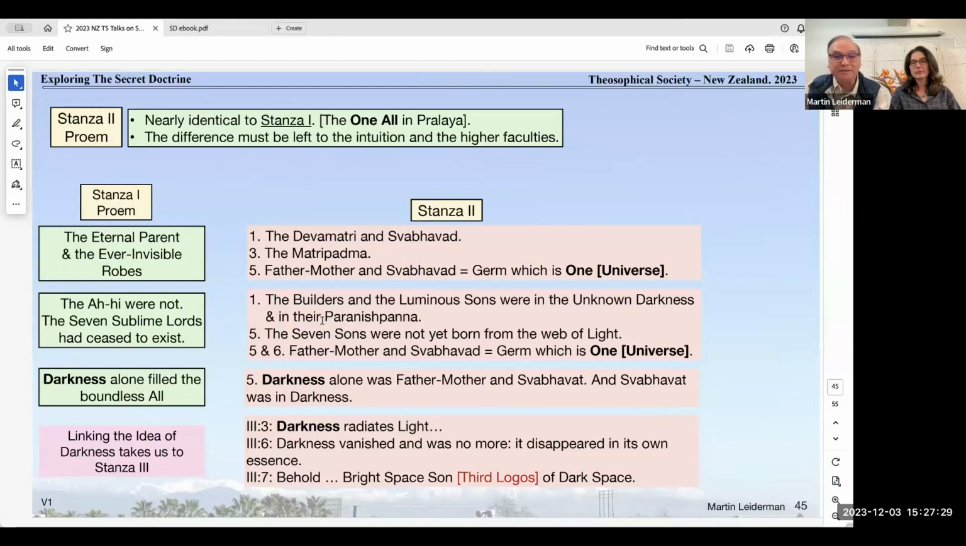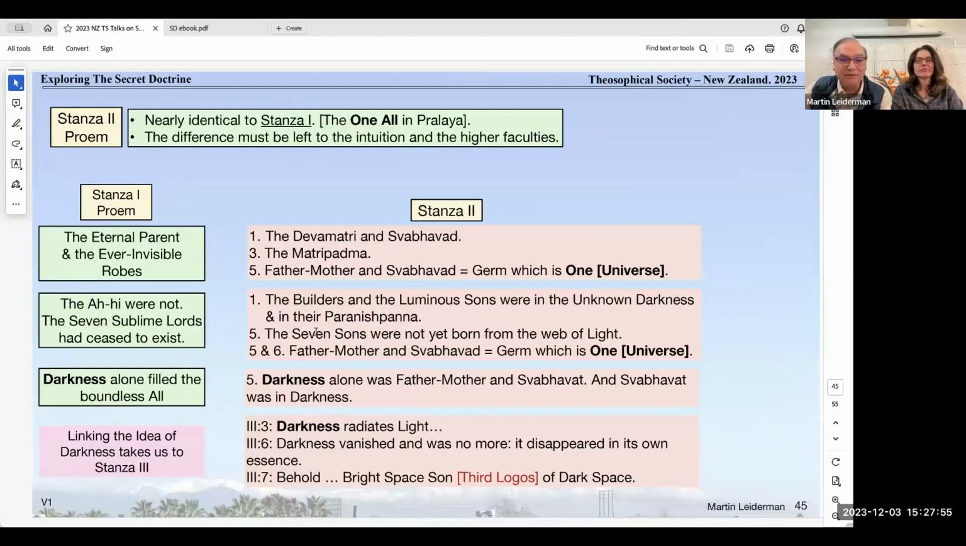They appear in stanza 2 as the builders. See the wording? The luminous suns. They're in darkness. Here is luminous suns, right? And they are the 7 suns, not yet born from the web of light. Now it's giving our soul an insight. The universe is just about to come out.